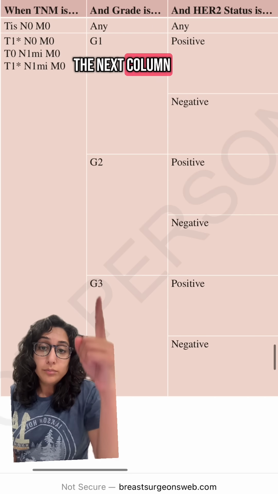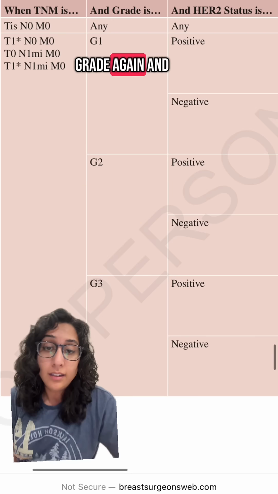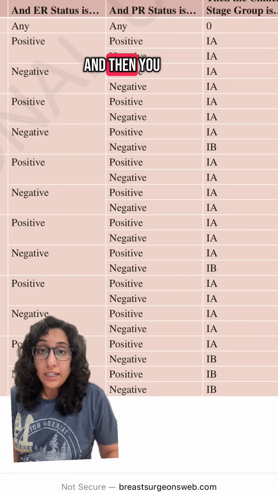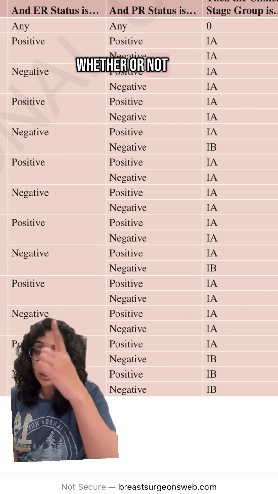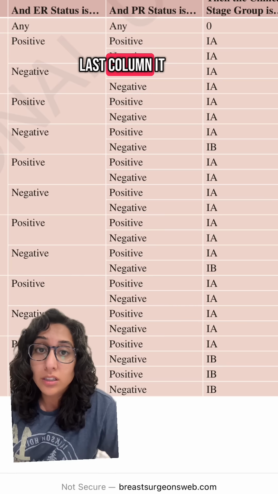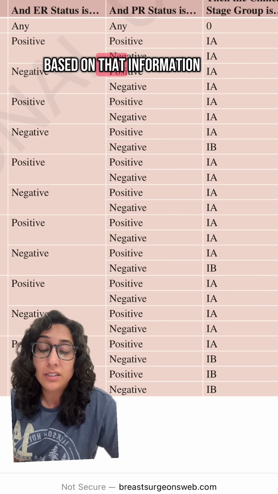Here, the next column, you can see we have the grade again, and then you have the receptors starting with the HER2 receptor. And then you have the estrogen receptor, whether or not the patient's cancer has those, the progesterone receptor, and in the last column, it shows you what the stage is based on that information.